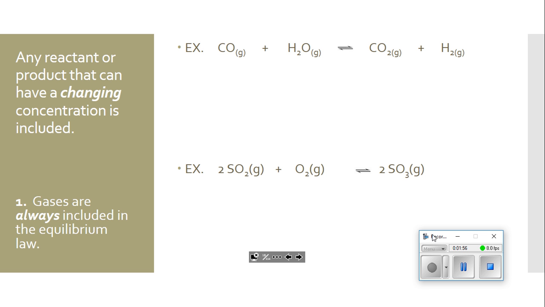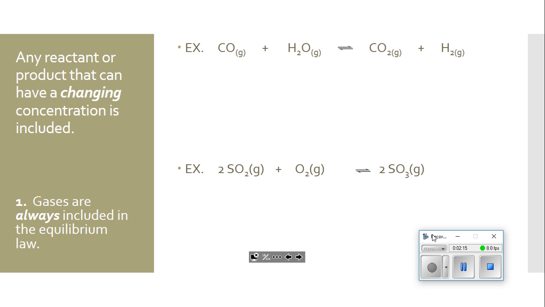So in these two examples, everything is a gas. Gases would always be included in the equilibrium law because the concentration of a gas could change the minute that the volume of the container changes. So it's realistically possible for that to happen.